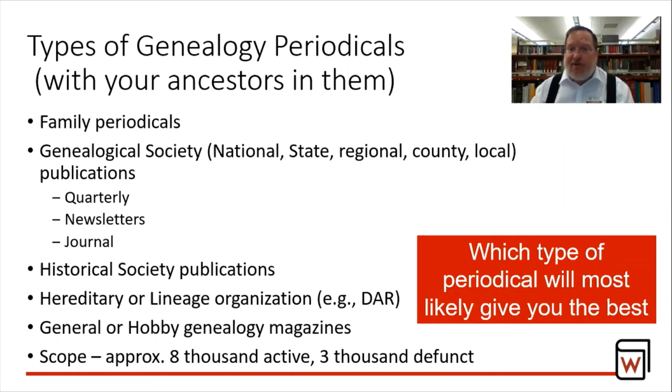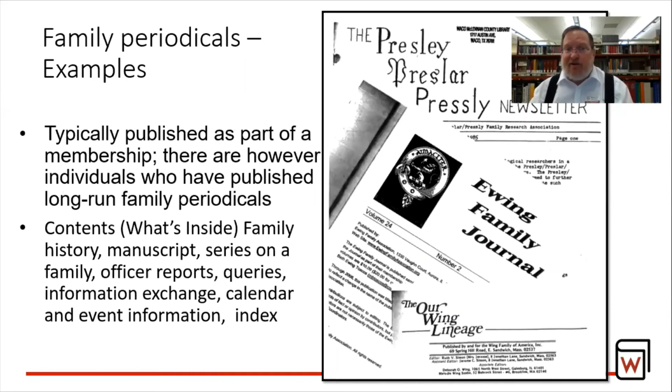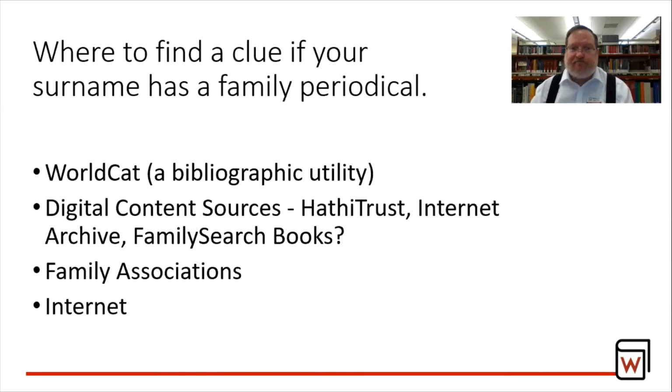So which type of periodical is most likely to give you the best result for high value? Family periodicals. These are published as part of a membership. Individuals publish them. There are also some long-run family periodicals. And what's inside? You have family history on that particular line. Here in this case, the Presley line series on family. There might be officer reports, queries from other members, information exchange, calendar events, and an index.